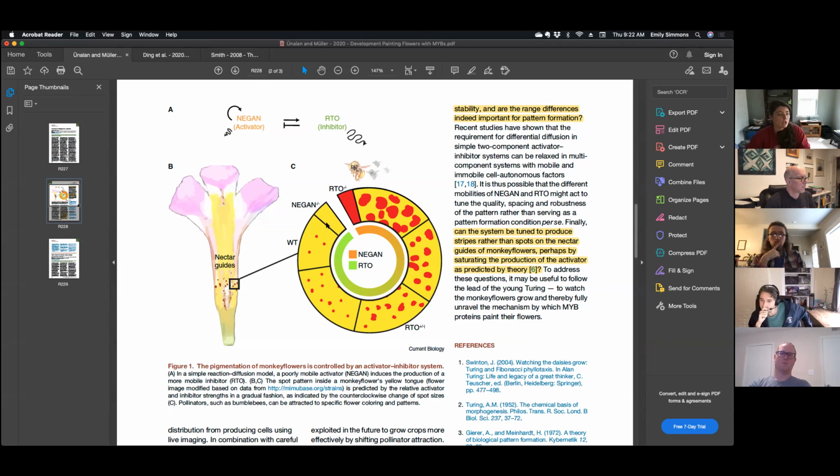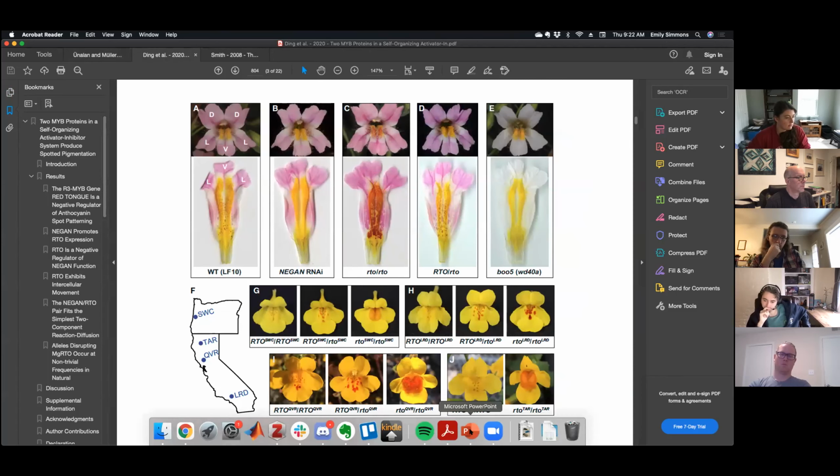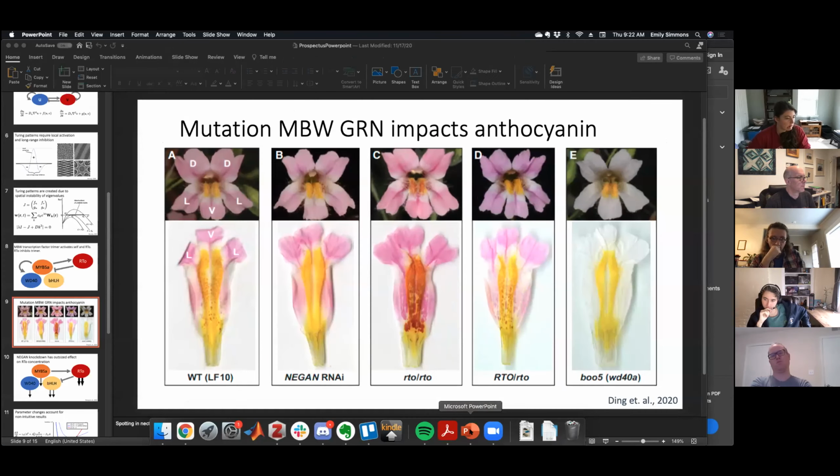Okay, so if we look at this, this is sort of our cartoon representation of what's happening in terms of our red tongue and Negan mutants compared to the wild type. So that original image that I showed you, actually, do we want the full image or do we want the cropped image? We'll start with the cropped image.